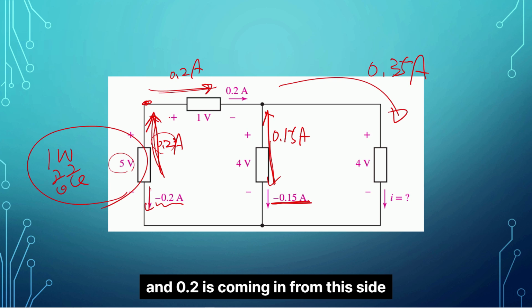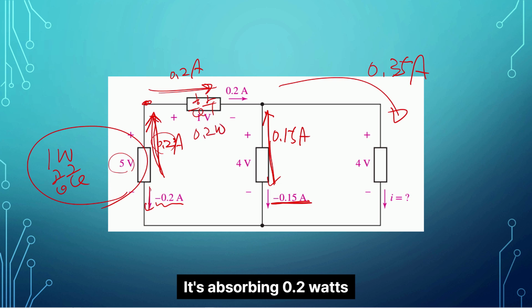And 0.2 is coming in from this side. If it's coming in, it absorbs it. So how much is it absorbing? It's absorbing 0.2 watts. Next, this is currently 0.15 times 4.